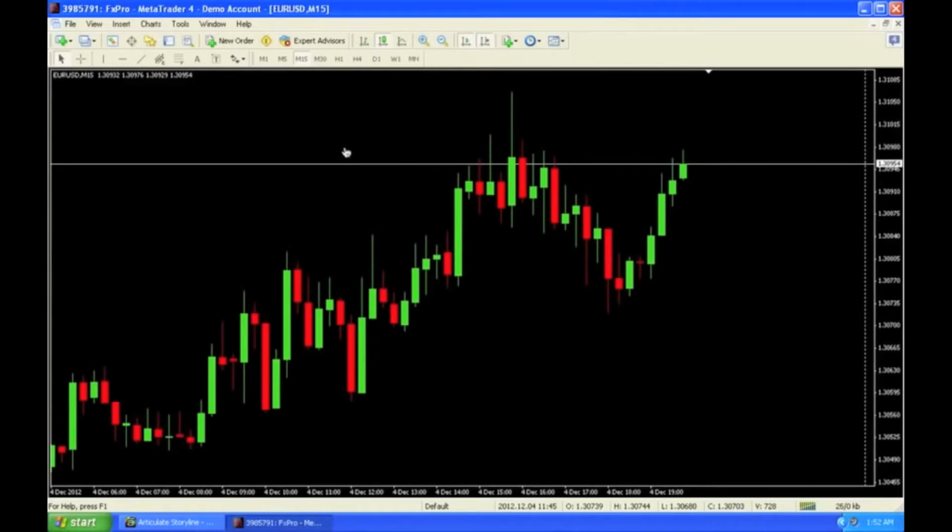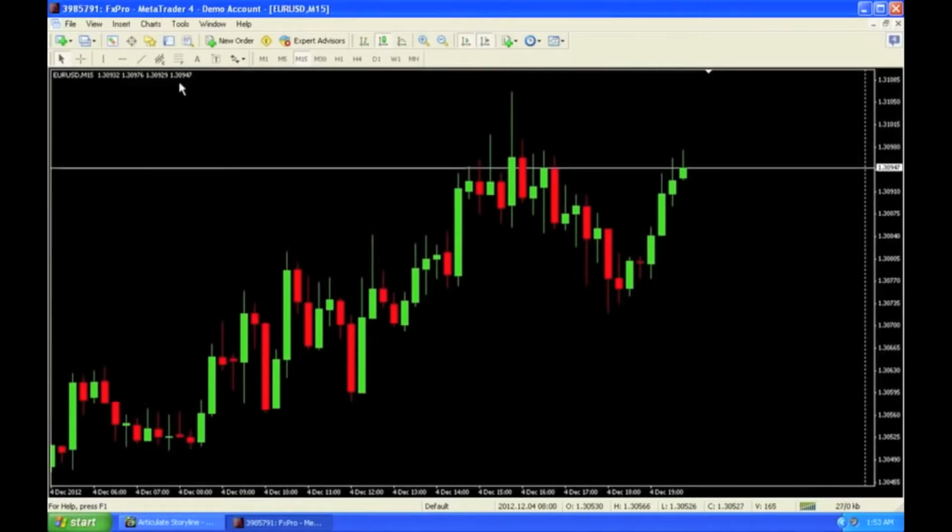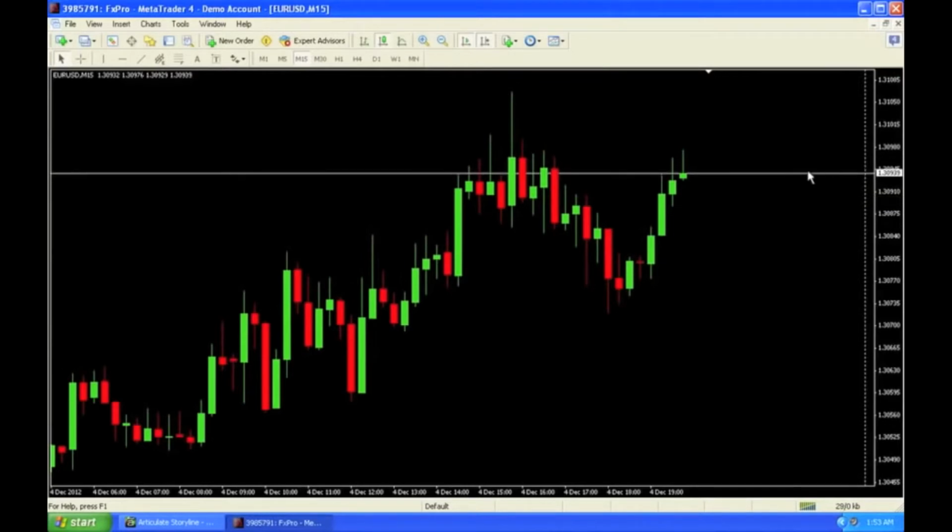Now let's take a look. We are looking at Euro USD on the 15-minute chart, and this is the current price. At the rate of 1.3094, let's say we want to go ahead and sell at this rate. Let's say we take a look at this and we're like, okay, the markets are gonna head down.